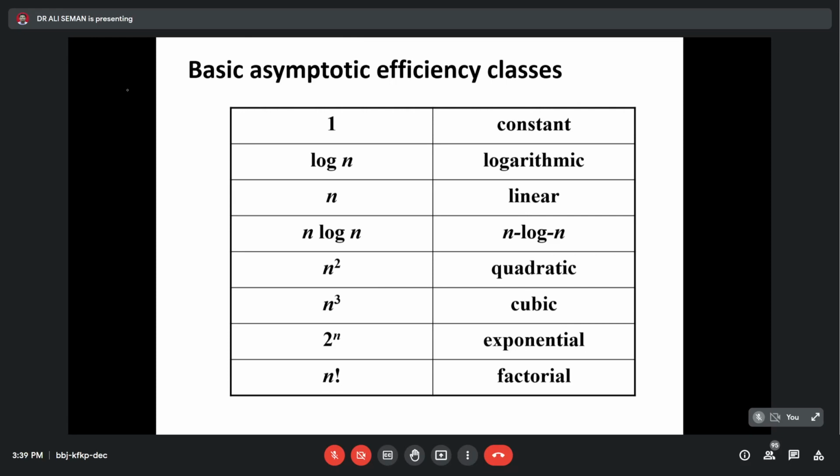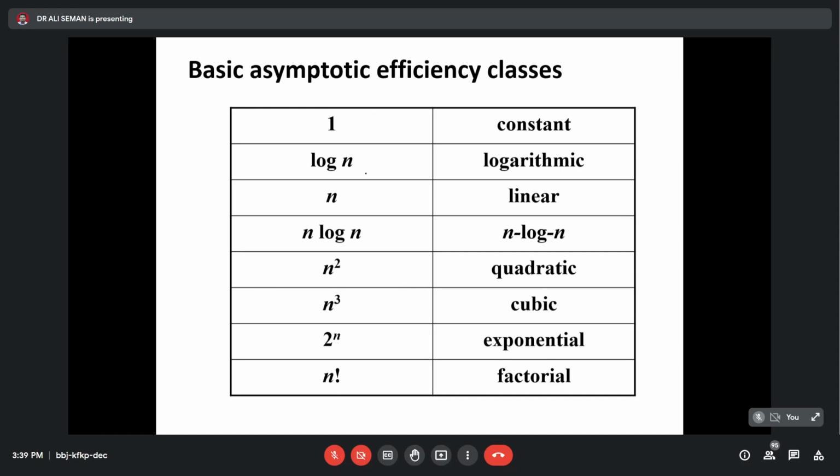Basic efficiency class. Start with the O(1). 1 is actually constant. What does it mean here? When we increase the n, it won't increase the time. The time becomes constant when we increase the input size n. Let's say if n equal to 1 takes 1 millisecond, we increase n to 10, also 1 millisecond. We increase to 1,000 million, also 1 millisecond. So this is called constant time, or the second, log n.